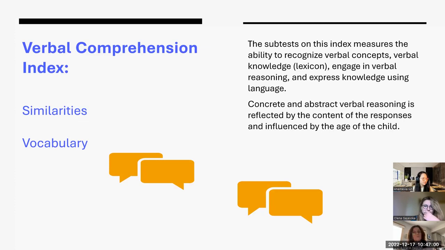furniture would be a more abstract response, and then the subtest becomes more complex, where there are questions, for example, how are love and animosity similar? And so those are language concepts, but they're more abstract language concepts.